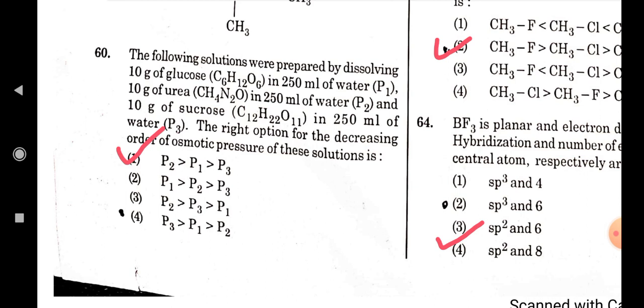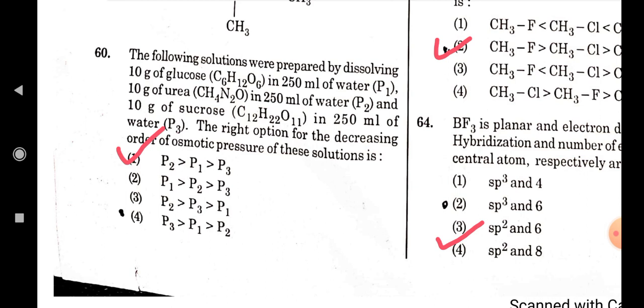Now this concentration can be expressed by molarity. How can we express the molarity? n2 by V. V is constant, so n2 means the moles. In whichever case the moles are maximum, the osmotic pressure will be maximum. Now we know mole equals what?